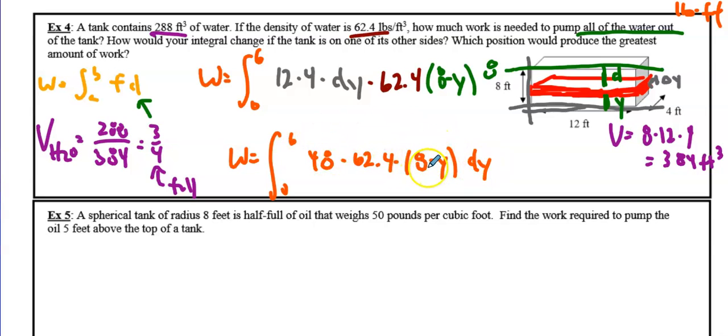This is how far the water's got to travel. And this is going to be, again, the distance that it starts versus the distance that it ends. Okay, so now the question says, how would my integral change if the tank is on one of the other sides? And then it says which position would produce the greatest amount of work. So you would use your calculator to find this out.